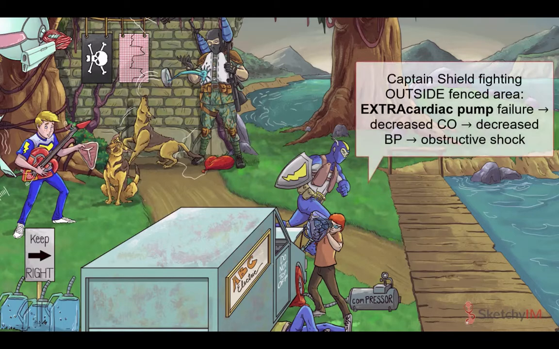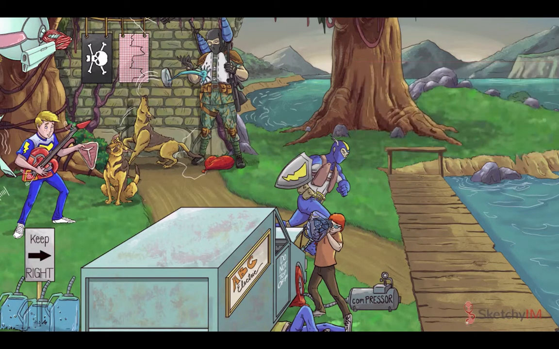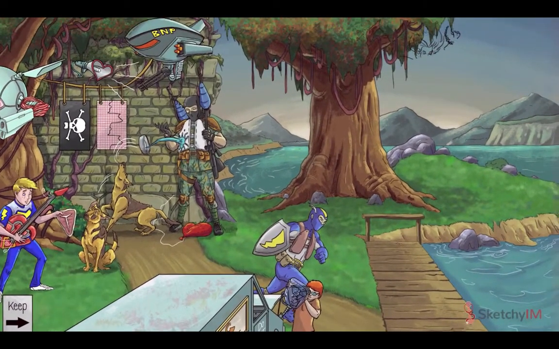That's why Captain Shield is running outside Hypoxos's fenced compound. Just like cardiogenic shock, the causes of obstructive shock can be further divided into two categories: pulmonary vascular and mechanical. Most cases of obstructive shock fall into the first category of pulmonary vascular disease.